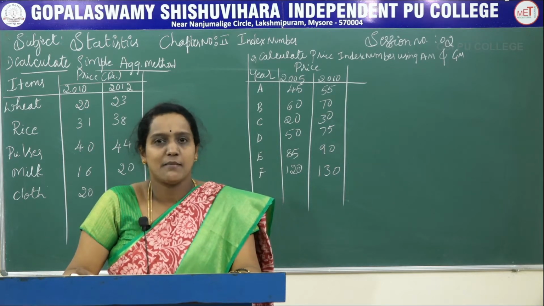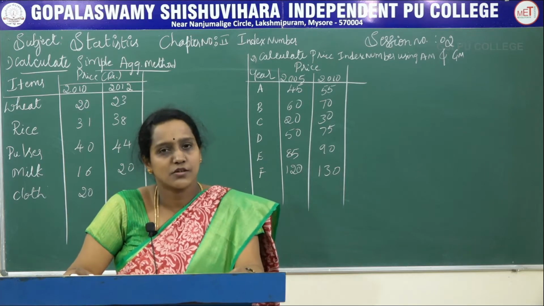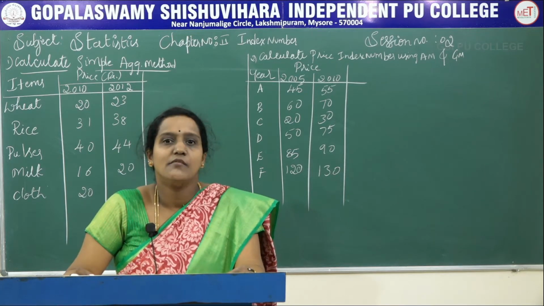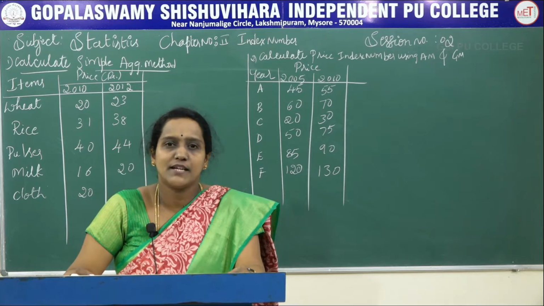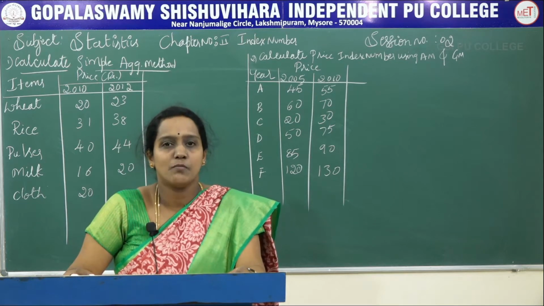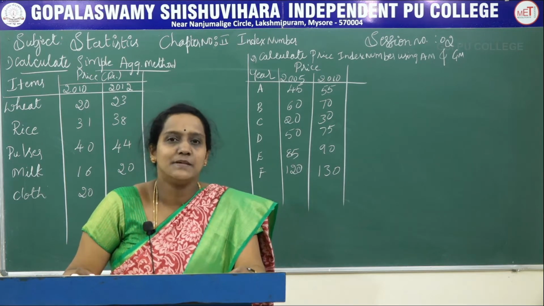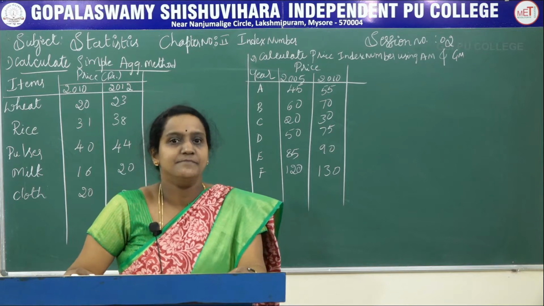Today's topic is about index numbers and problems on index number. Last class we discussed the methods of construction of index numbers. In that we discussed the unweighted method and the weighted method. Today in this class we are having problems on unweighted index numbers, in that the simple aggregative method.